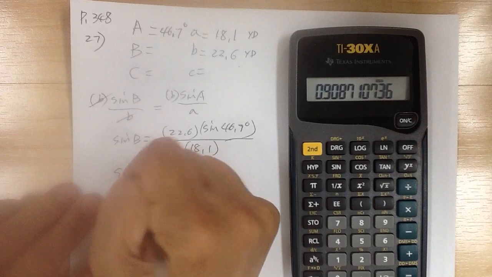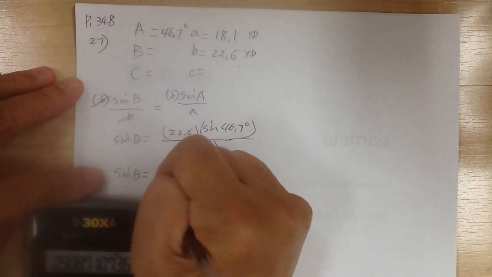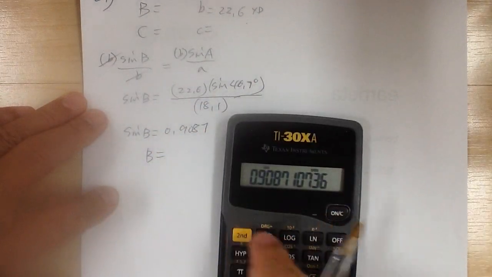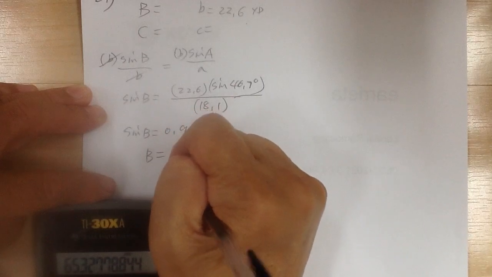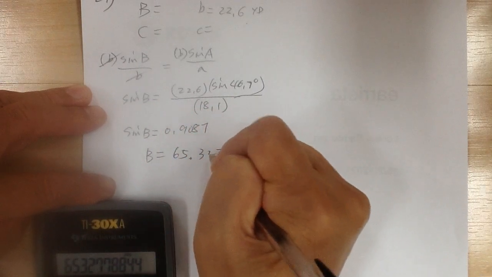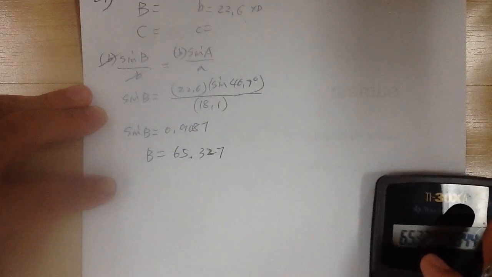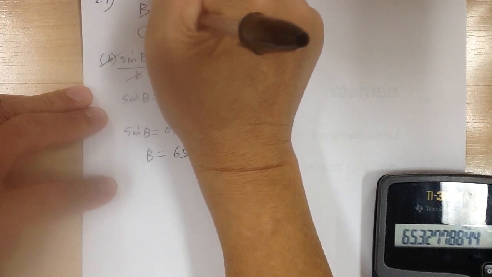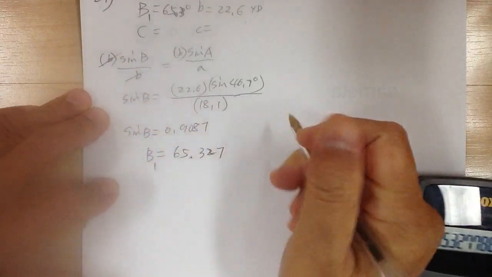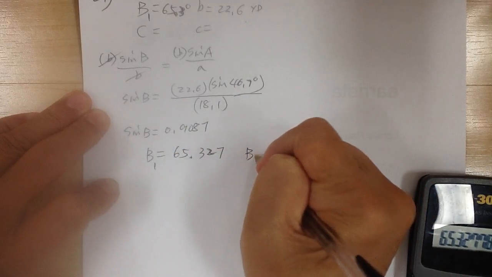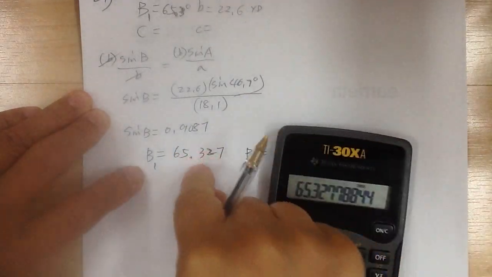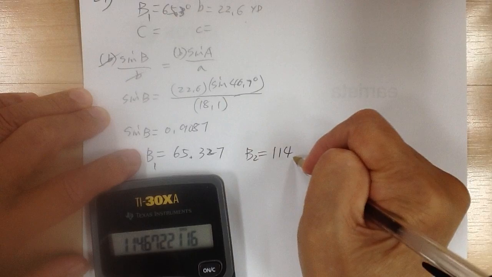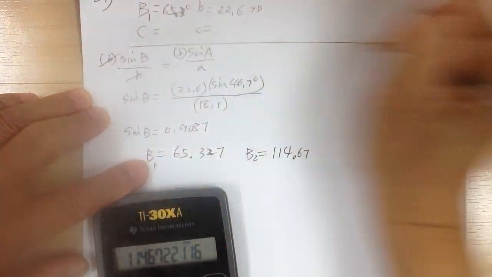Okay, so sine B is equal to 0.9087. So angle B equals the inverse sine of that, which will give you 65.327. Rounded off, that gives you 65.3 degrees. Okay, so that's your B1. Right away you have to get your B2. So 180 minus that will give you 114.67.